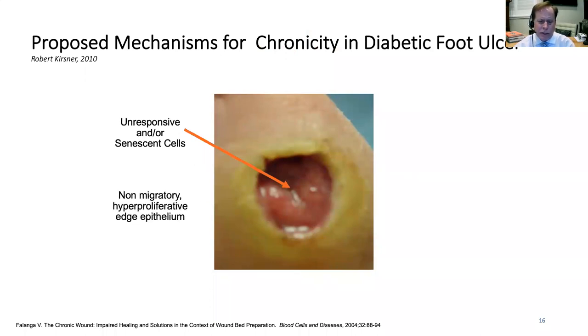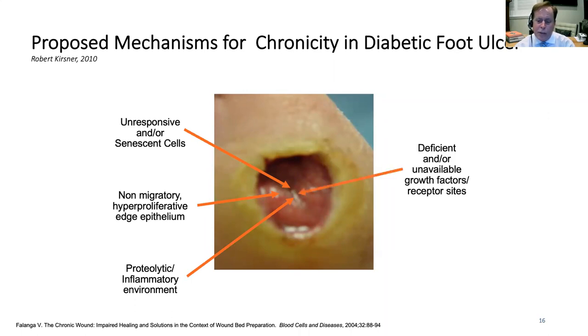You have a very slow turnover of cells. You have non-migratory hyperproliferative wound edges. This prevents keratinocytes from moving across the wound to facilitate reepithelialization. High levels of proteases or proteolytic enzymes like MMPs and serine elastase. In an acute wound, these are seen at very low levels, but in a chronic wound, they're seen in very large numbers. We have deficient or unavailable growth factors. But even in those individuals where you have adequate growth factor production, very often the receptor sites that are required to create a physiologic response are really not functioning well.